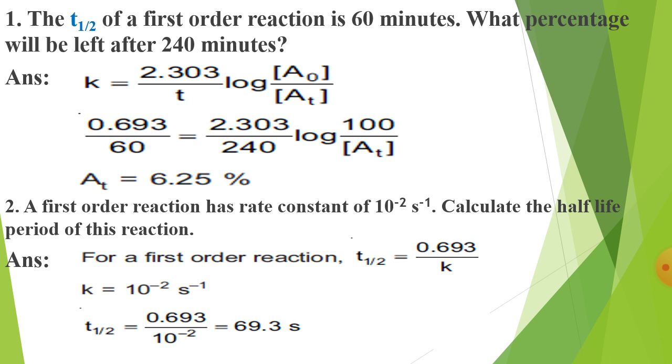To calculate the half-life period of this reaction, as we know that for the first order reaction T half equals 0.693 divided by K. Here K is given, so by putting the value of K, we can find the T half, that is 69.3 seconds.